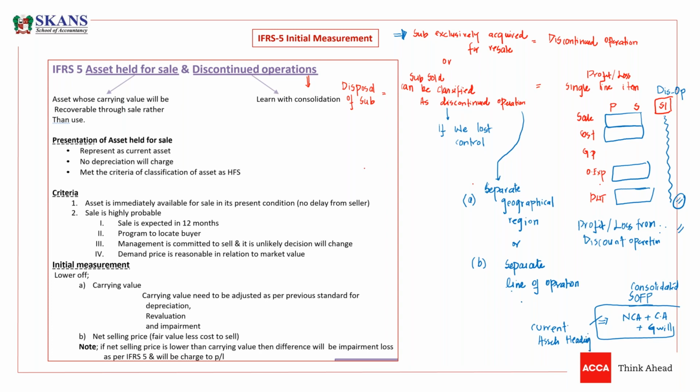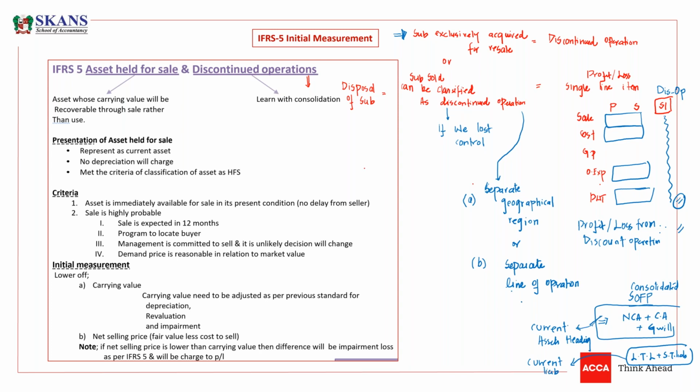All the assets of the discontinued subsidiary will be presented under current assets heading. In the same way, you need to combine all the liabilities of the discontinued subsidiary, long-term liabilities plus short-term liabilities, and present them under the heading of current liabilities. So this is what you need to do, guys.